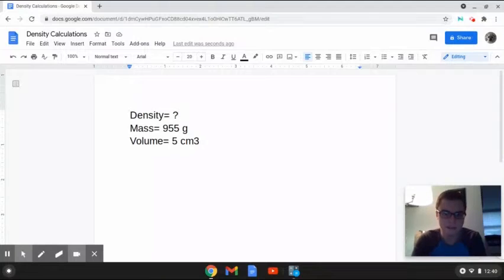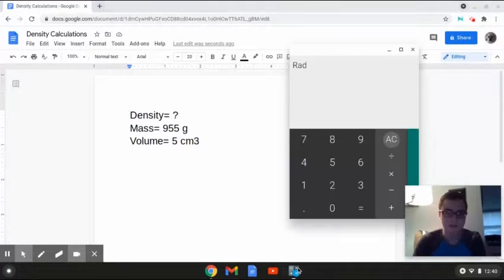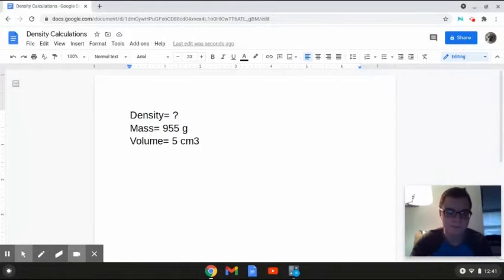Alright, so in this next problem, we are given 955 grams for mass and 5 centimeters cubed for volume, and we need to figure out the density. And the way that we're going to be doing that is like we've been doing before in these last few problems. We're going to be taking the mass and dividing it by the volume. So we're going to be taking the mass, which is 955, and dividing it by the volume, which is 5. Okay, so that will give us 191. And remember, we need to include the units, so the units in this case are grams per centimeter cubed.